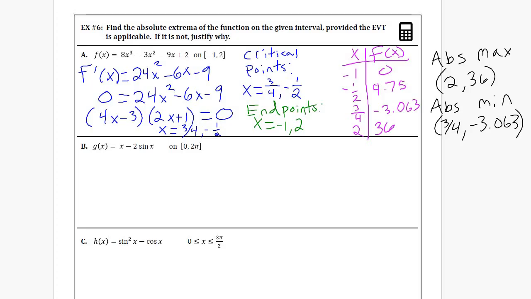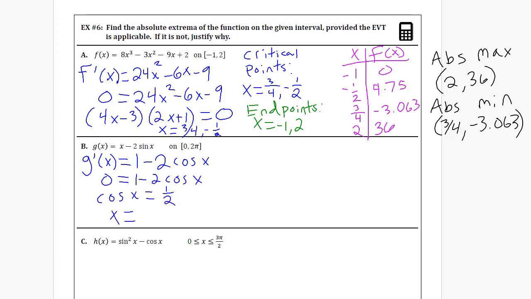Continuing on with our next one, it's very similar. Again, I have an x, which is just a polynomial, and then we have a trig function. It's a sine, and sine is continuous everywhere, so EVT will apply. So again, I start by taking my derivative. I get 1 minus 2 cosine of x. I'm setting that equal to 0. So I want to know where cosine of x equals a positive 1/2. That's going to happen in our first quadrant at pi over 3, and in our fourth quadrant at 5 pi over 3. Notice that my interval is from 0 to 2 pi, so I don't have to worry about it being anywhere else.